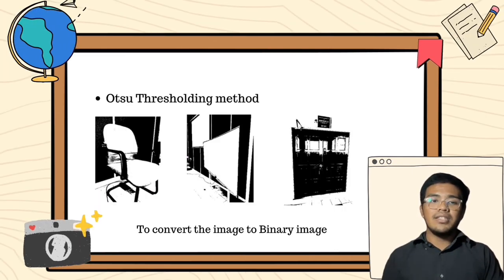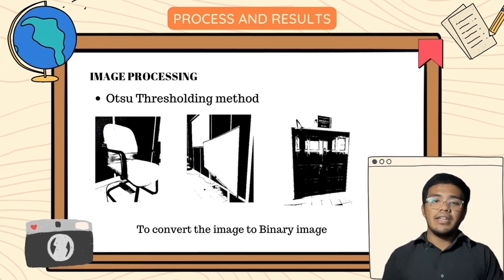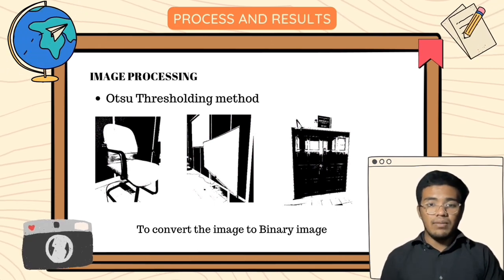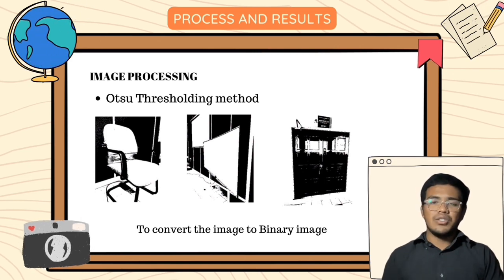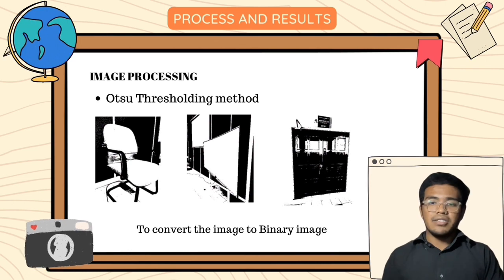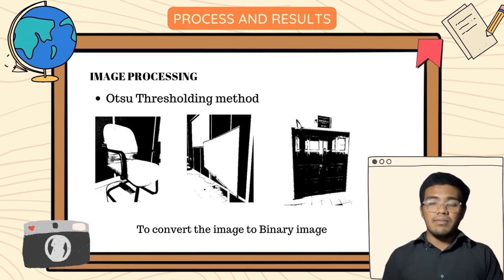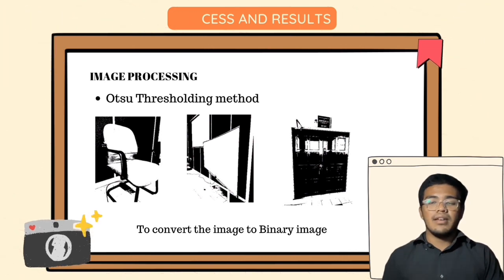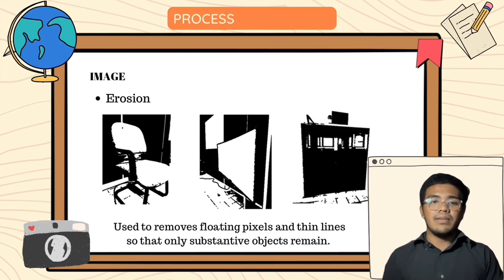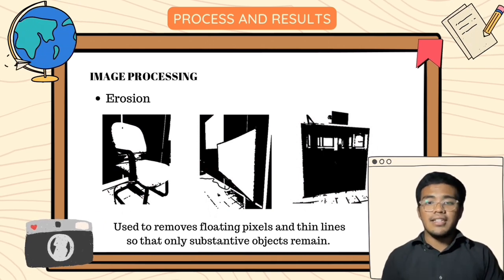After that, using that grayscale image, we must convert the image to a binary image by using the Otsu threshold method. This method is used to automatically perform histogram shape-based image thresholding, or the reduction of a grayscale level image to a binary image. Next, we need to apply the basic morphological operations, which are erosion and dilation.